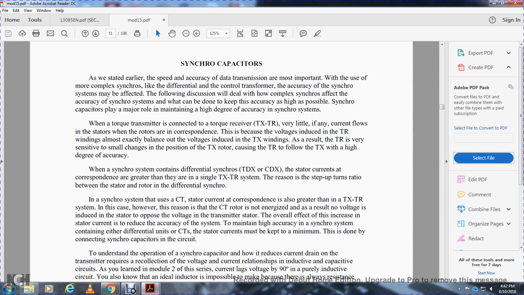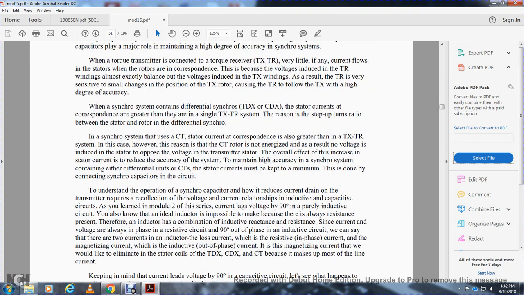When the synchro system contains differential synchros, such as the torque differential transmitter and the control differential transmitter, the stator current is greater than in the torque transmitter and torque receiver. For these reasons, the turns ratio is set up between the stator and the rotor of the different synchros. In a synchro system, the control transformer stator current also agrees with the torque transmitter and torque receiver in the system.